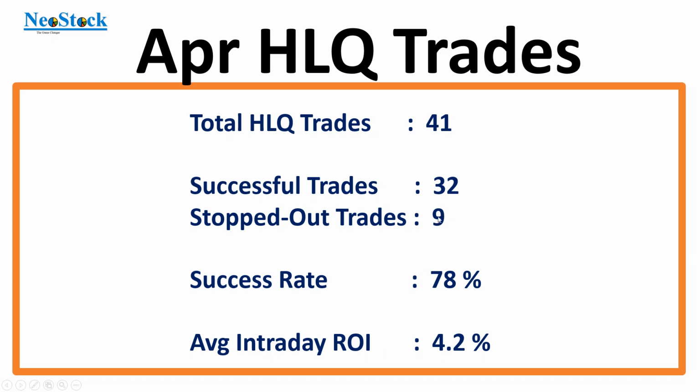Because these 9 stocks are stopped out of 41, obviously your ROI also will be reduced. If these stocks were not stopped out, probably your ROI could have been definitely not 6%. Maybe it could have been 4.7% or 4.8%.